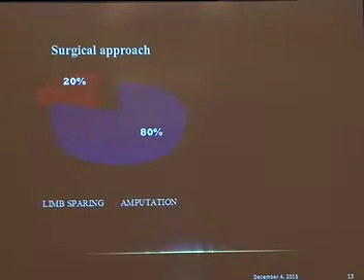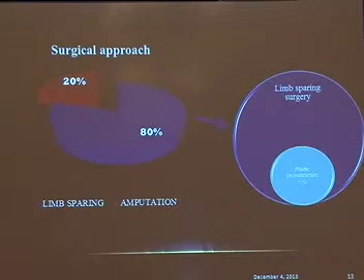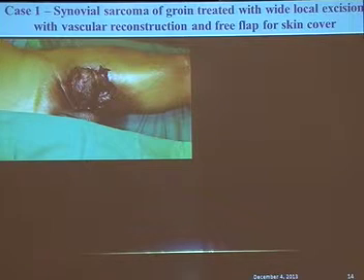Then, in spite of all the efforts, up to 20% of the patients required some form of amputation. When limb sparing surgery was done, some form of plastic reconstruction was required in 17%. This may be in the form of a free microvascular flap or a pedicle flap. These are some of the patients treated by us.